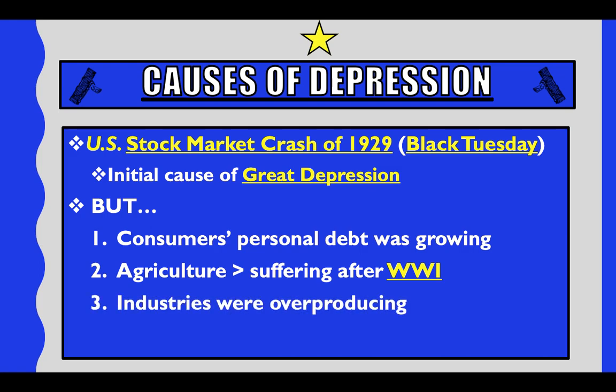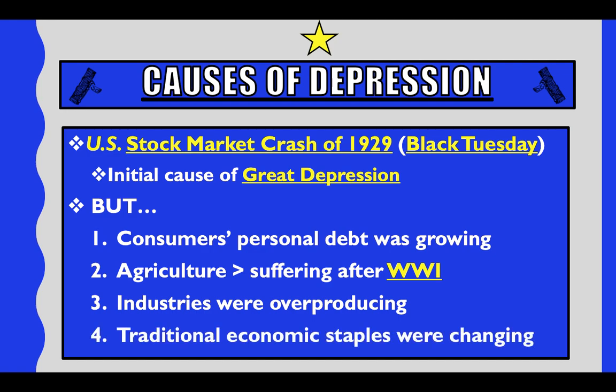Also, industries were overproducing during World War I to account for the conflict. They were making soldiers' uniforms, guns, machinery, weapons. Now that the war is over, those things are no longer needed, so those industries begin to suffer. And also, things were really just changing at the time in terms of modernization. So, a lot of old economic staples that were really profitable before were being replaced by new ones. In this transitional state, a lot of those markets started to vanish.